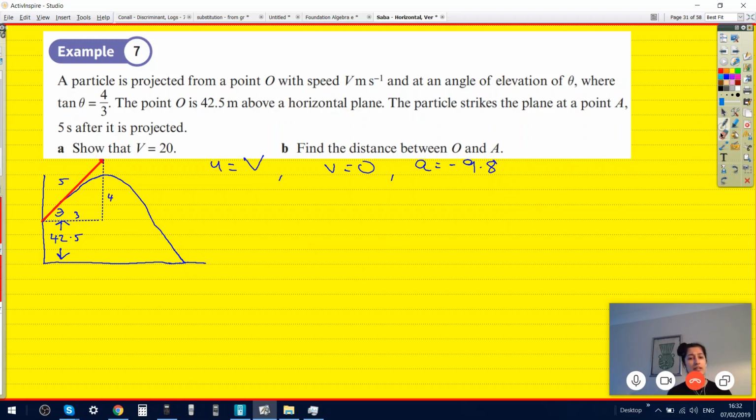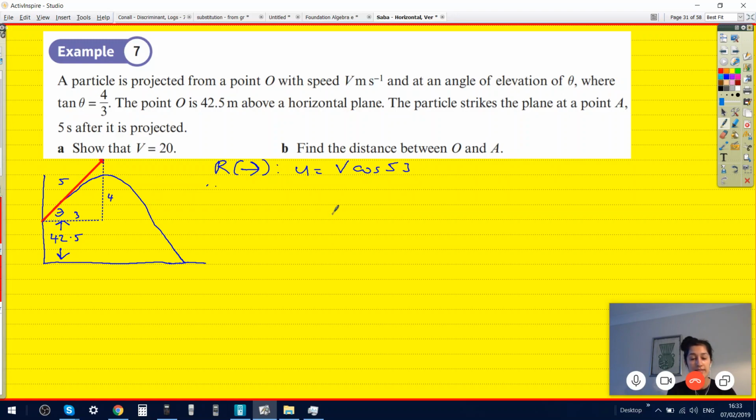Maybe we should work out resolving horizontally and vertically. Horizontally, tan theta is 4 over 3. We don't even know v, so what is theta? Tan minus 1 of 4 over 3, which is about 53. Do the arrow horizontal because we're resolving horizontally. That is v cos 53.